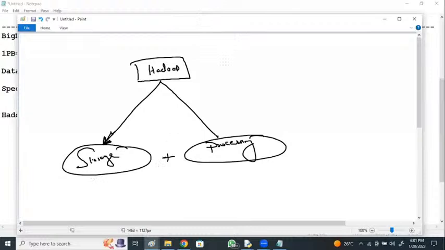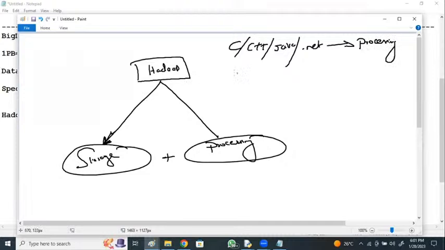If you talk about any technology, they perform either storage or processing. C, C++, Java, .NET, all of these are meant for processing. And Oracle, MySQL, DB2, all of these are meant for storage. They are meant for either storage or processing, but Hadoop performs both storage and processing.